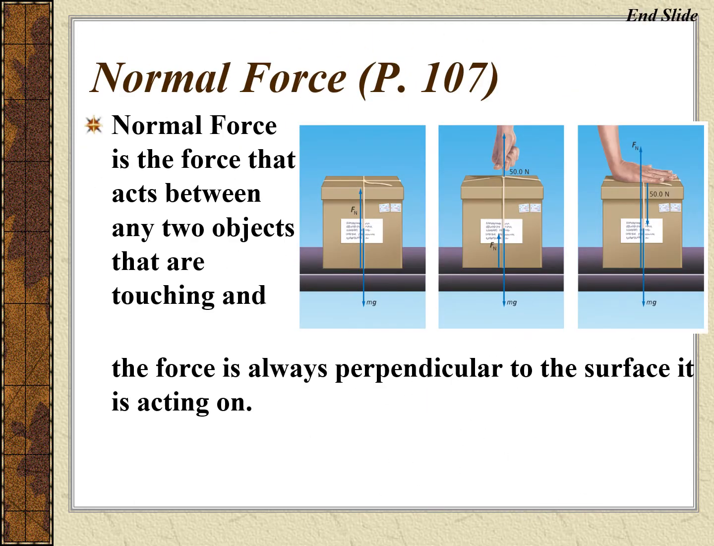So the normal force, as we mentioned before, is the force that acts between any two objects that are in contact with each other. And it's always perpendicular to the surface, which is actually where the term normal comes from. The term normal is a mathematical term that means perpendicular. So with two surfaces that are in contact with each other, like this box and this table, the normal force is always going to be perpendicular to that surface.